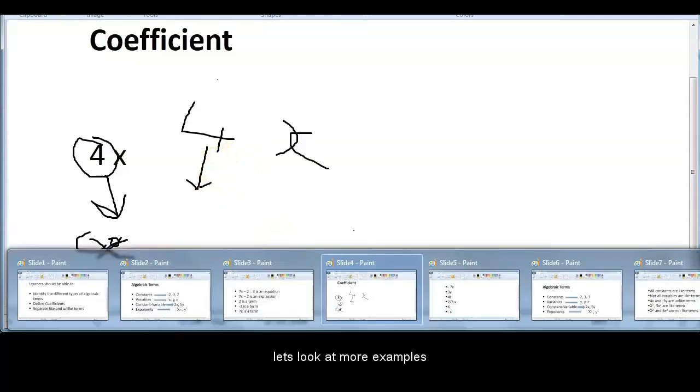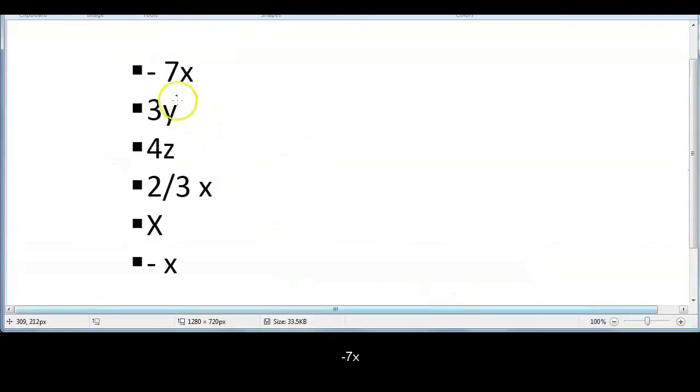Let's look at more examples. Minus 7x. X is the variable. Minus 7 is the coefficient of x. 3y. Y is the variable. 3 is the coefficient of y. 4z. Z is the variable. 4 is the coefficient. 2 over 3 x. 2 over 3 is the coefficient of x.